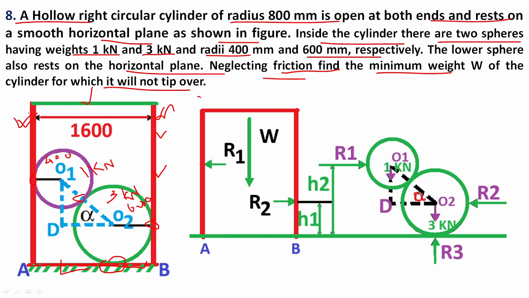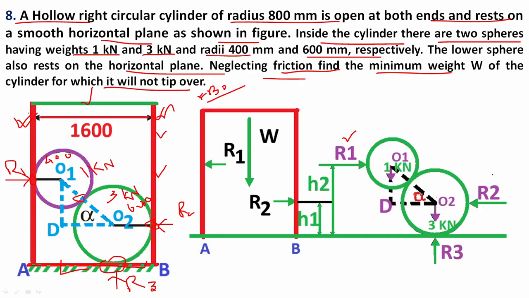So first we want to draw the free body diagram. First, the free body diagram of the spheres, 1 and 2. At this contact point of the cylinder there is a reaction force, R1. Here also there is a reaction force, R2, and here another reaction force, R3. This is the contact of the cylinder and sphere, so these are the reaction forces R1, R2 and R3.